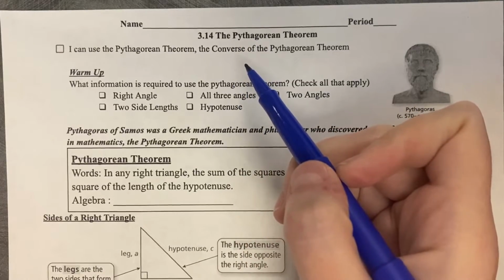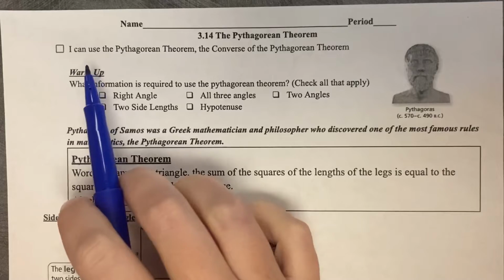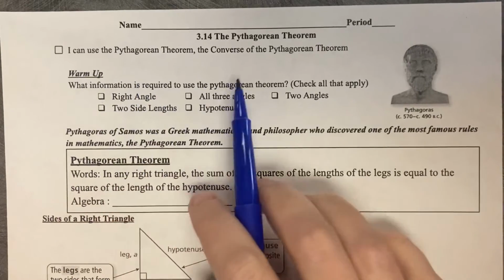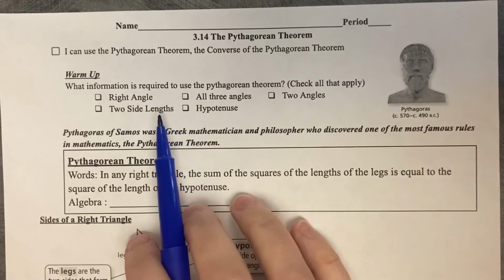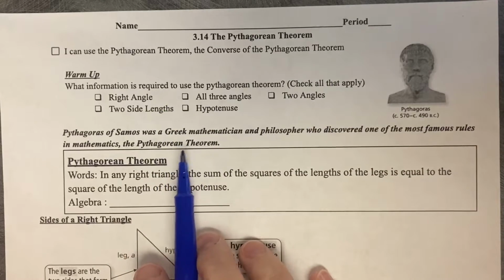3.14 The Pythagorean Theorem. Today we're going to be able to use the Pythagorean Theorem and the converse of the Pythagorean Theorem. Take a look at this warm-up, pause the video, and answer the question. What information is required to use the Pythagorean Theorem?